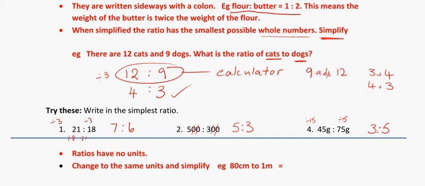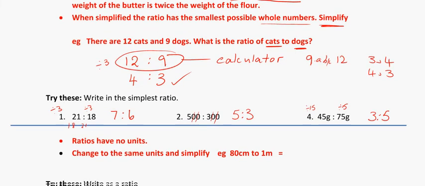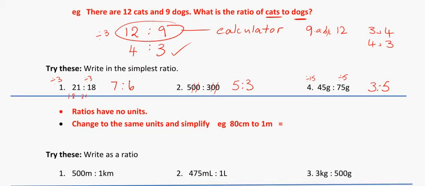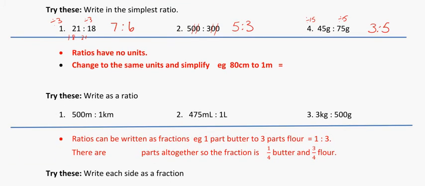Okay, the next rule of ratios is that ratios have no units. So they're always just numbers. And they also must be in the same unit before you simplify them. So if I have 80 centimeters to 1 meter, I am going to have the ratio of 80 to 100. I have to change that to centimeters first. Now I can divide each one by 10, so I get down to 8 to 10, and I can divide that by 2, and so I get it down to 4 to 5.